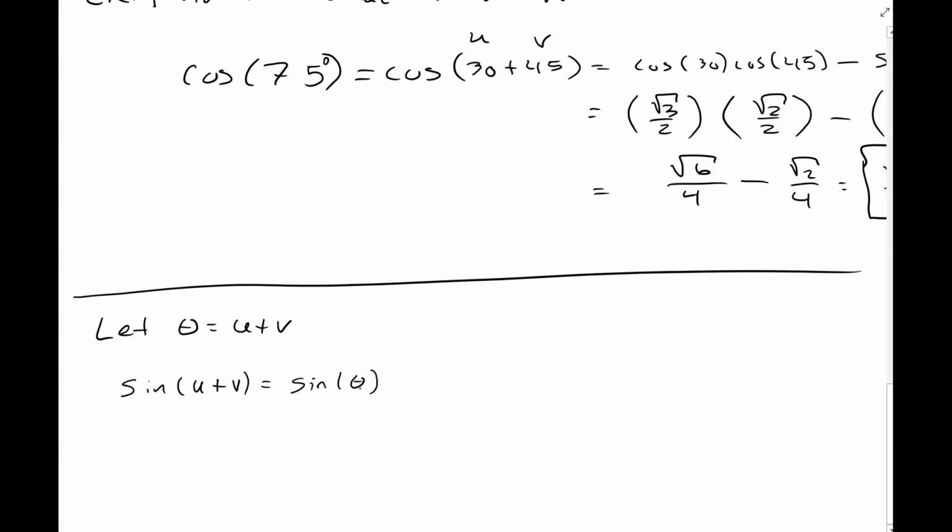So sine of theta, or sine of u plus v, is just going to be sine theta, right? Why did I want to write it this way? Because I'm going to use the cofunction identity now to write this as cosine of pi over 2 minus theta.